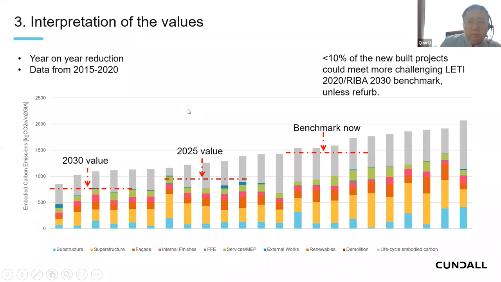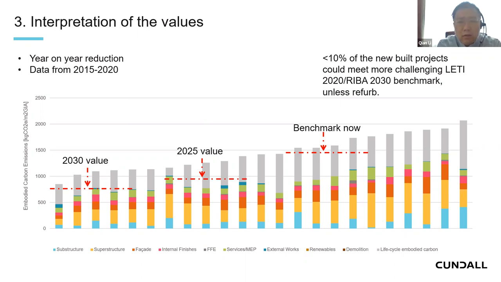So at the moment, although people say we want a more challenging target, from what we've seen, probably less than 10% of the new build high spec developments can meet this very challenging LETI 2020 and also RIBA benchmark values, unless it's a refurbishment. But on a positive note, we do start to see buildings with lower carbon. This is a set of data we gathered from 2015, 2020, and maybe a few 2021 design projects.